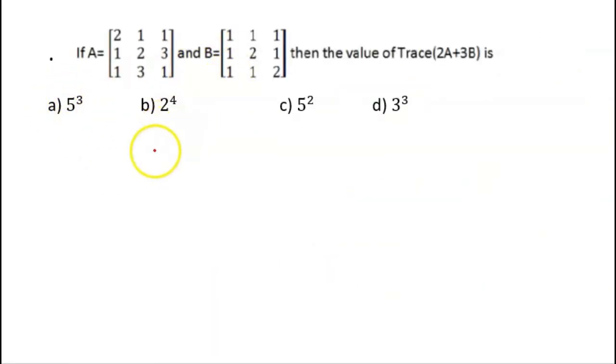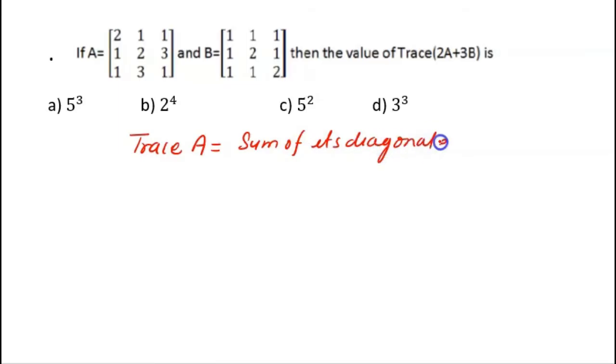This is a very simple problem. First of all, I hope you remember, or you understand, the meaning of the term trace of A. The trace of a matrix A is nothing but the sum of its diagonal elements. Here they are asking me to find the trace of 2A plus 3B. So first of all, what is 2A? It is not needed to multiply, but to explain it to you in a better way, I am doing it.